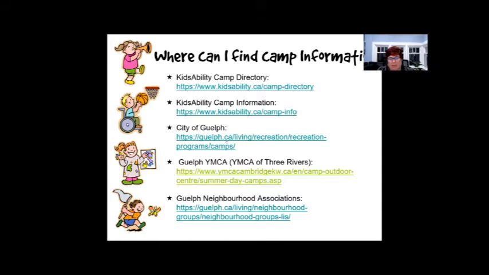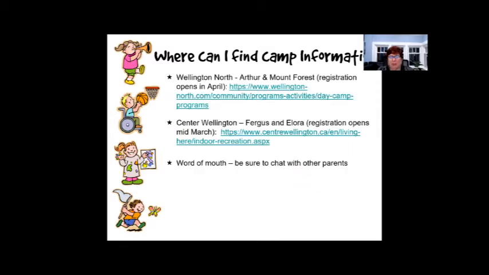Obviously, the city of Guelph has their information on their website. The Guelph Y is now part of the YMCA of Three Rivers, which is Guelph, Cambridge, Kitchener, Waterloo, and Stratford. So all of their camps are under one website now. So that's one place to look, as well as the Guelph Neighborhood Association. They offer camps. In Arthur, Mount Forest, Ferguson, and Laura, you're going to look at Wellington North and Centre Wellington, as well as connecting with other parents.